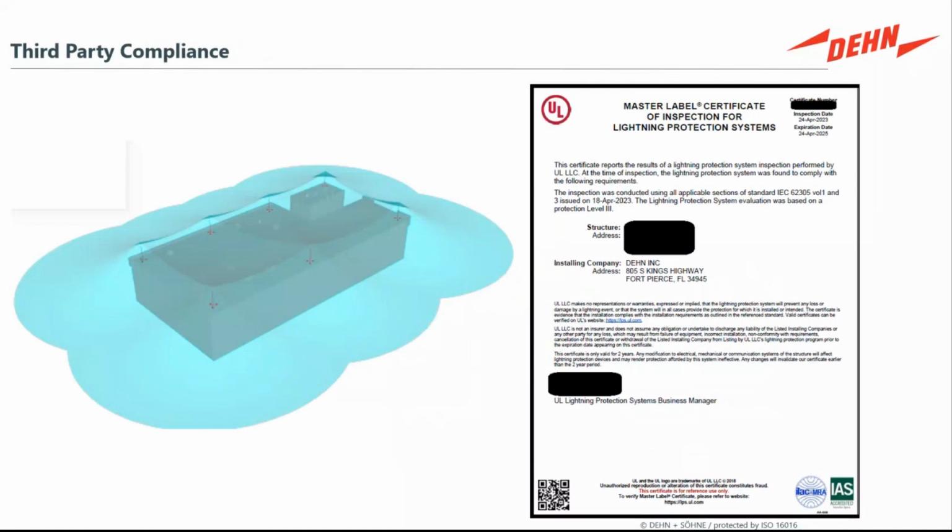And just another point: DEHN is very actively involved in third-party compliance, helping customers get the master label application and installed on their systems for their own peace of mind and insurance requirements.